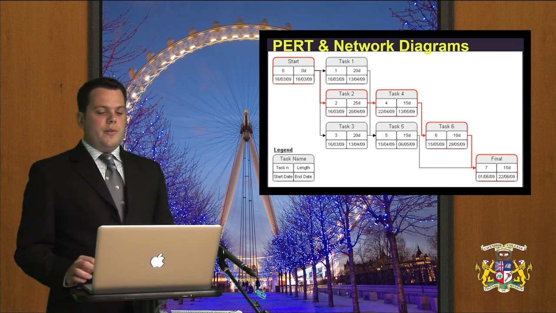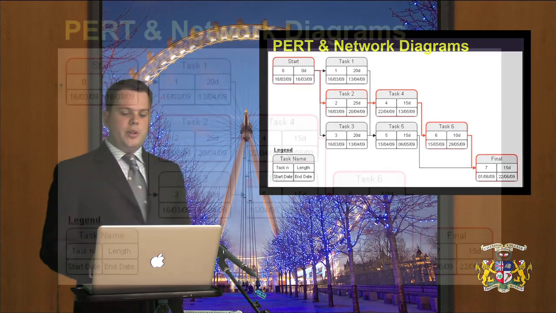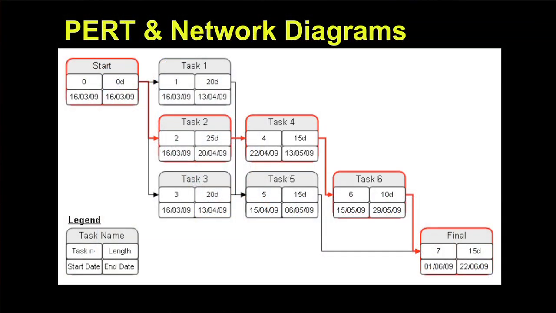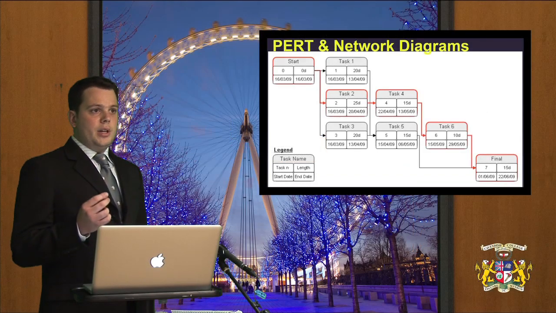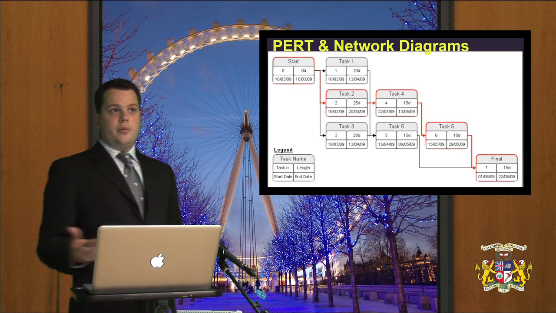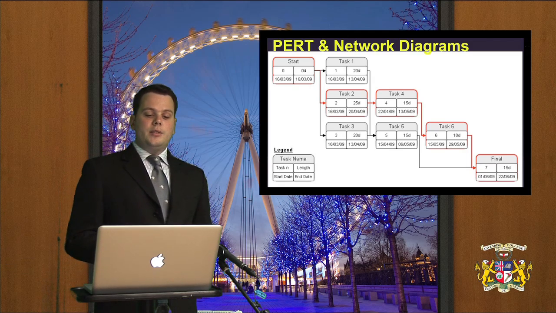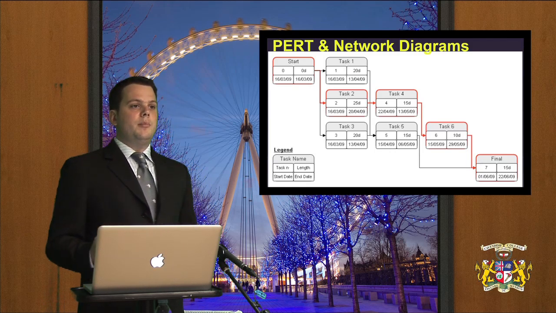Program evaluation review techniques and network diagrams are also commonly used methodologies, similar to the ones that we saw in the previous slides. These types of methodologies are suitable for complex projects such as construction projects. One of the main characteristics of network diagrams and PERT, in contrast with stage gating, is that once the project has started, it must be completed.